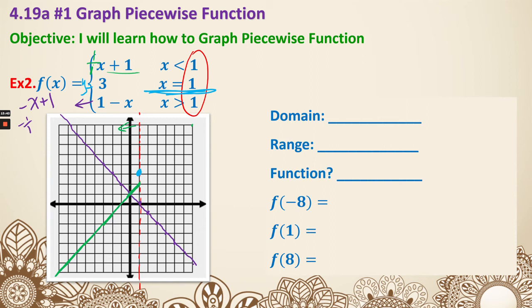Now the last function, it's x is greater than 1, so clearly I'm going to keep the right side of it. So the right side from the red line is right here. I don't have the left side. And let me also draw the other arrow right here. Okay, and now it's time to decide on open circle, closed circle. These are both less than or greater than, there's no equal sign, so I have an open circle here for the green one. And I also have an open circle for the purple one.